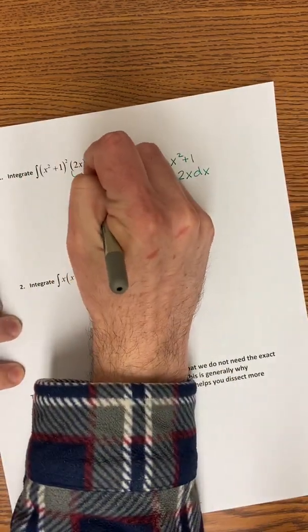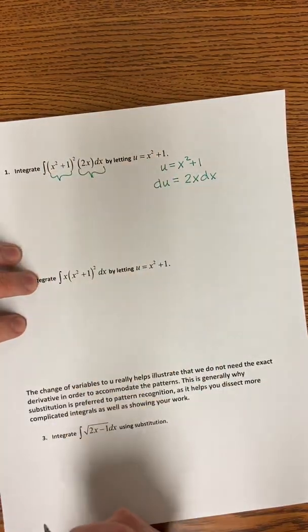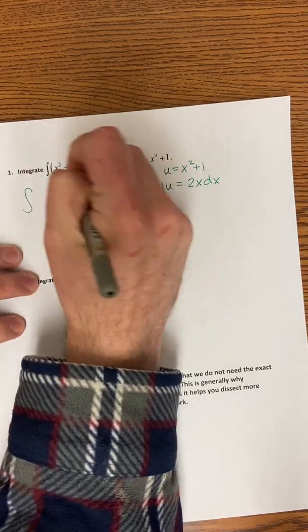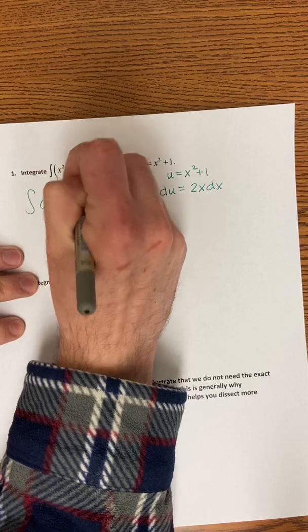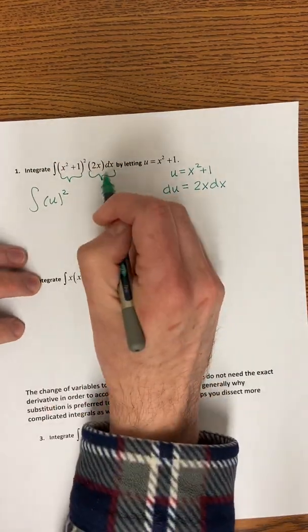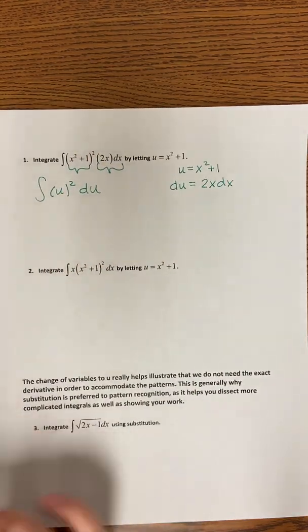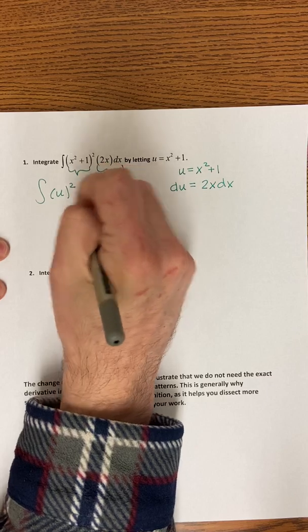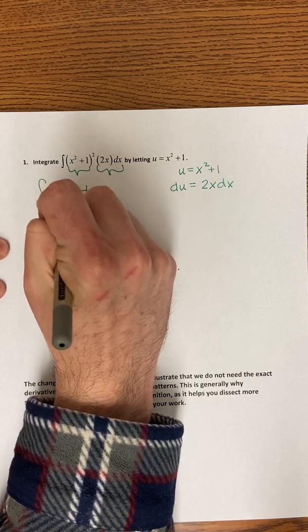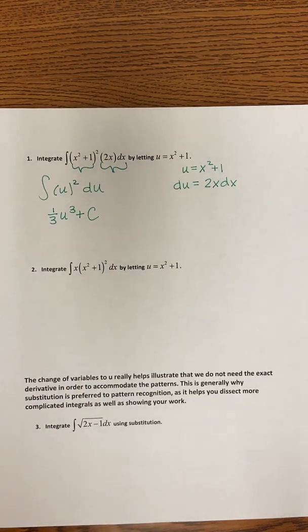And what I'll notice is the 2x dx is sitting in the problem, as is my original u, x squared plus 1. So if I convert both of those pieces, this x squared plus 1 now becomes u. It's still squared, but 2x dx becomes my du, and all of a sudden I have a very basic power rule integration that wasn't necessarily apparent before. Now what's the integral of u squared with respect to u? It would be 1/3 u cubed plus c, or u cubed over 3 plus c.